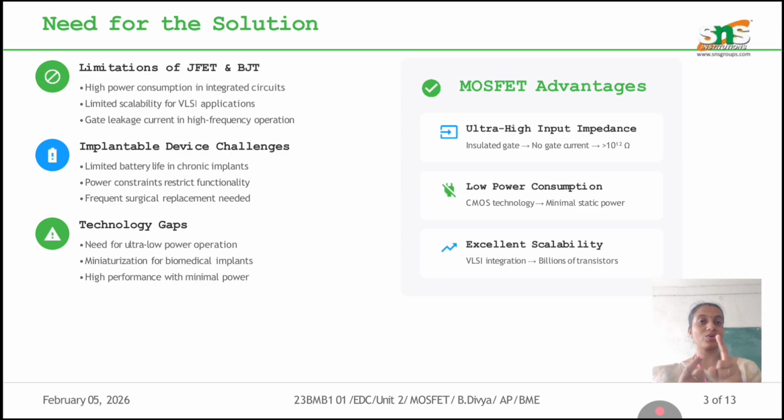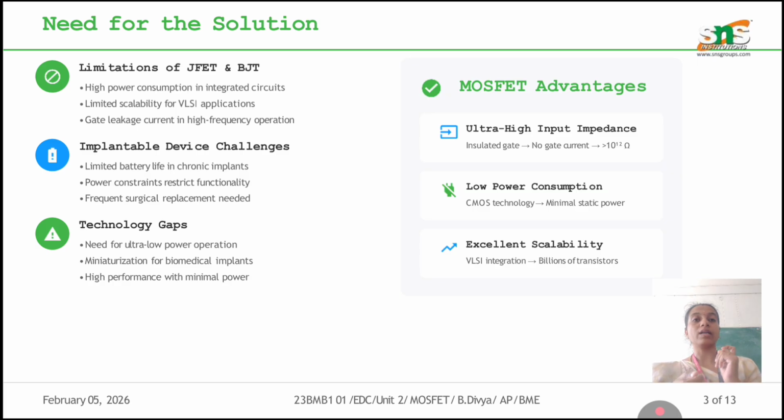As I told you already, if this device requires high power and has only a minimal battery backup, the device will need to be replaced by a surgical procedure.